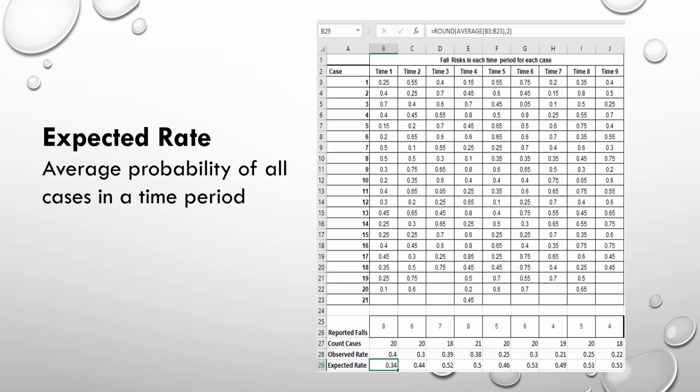The next step is to calculate the expected rate of fall, which is the average probability of all cases in a time period.